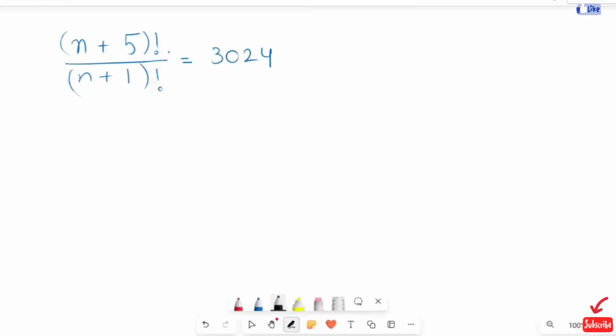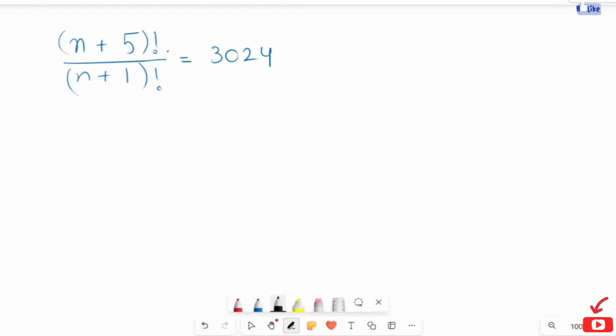Hi, here we have a nice factorial equation: (n+5)! / (n+1)! = 3024. Let's start our solution. In the first step, first we need to know about the factorial.